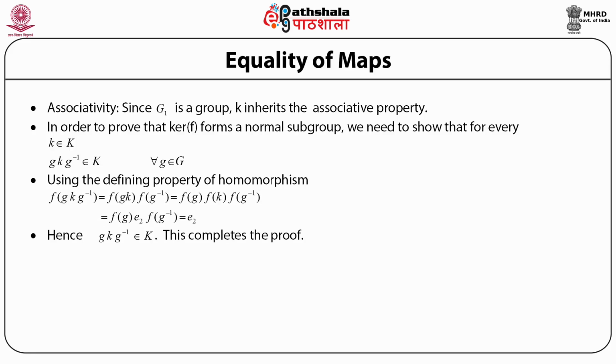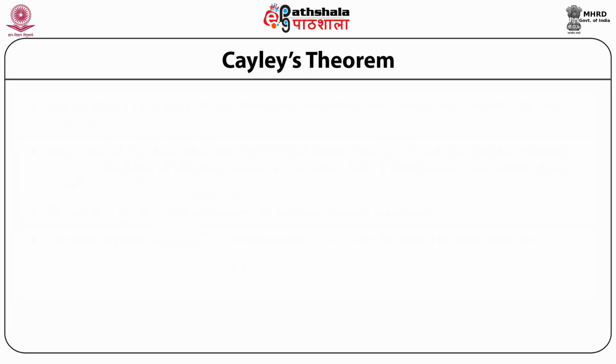Using the defining property of a homomorphism, f of g k g prime is f of g into f of k into f of g prime, which is equal to f of g. F of k is the image of k, which is E2, and then we have f of g prime, which is nothing but E2. Hence, g k g prime belongs to K for all elements g belonging to the group G. This completes the proof. We now will discuss Cayley's theorem.